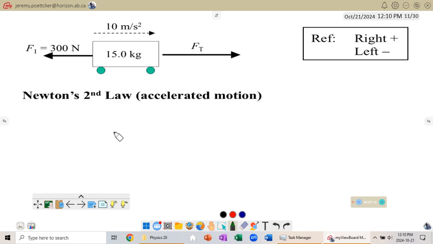Let's take a look at this in a little bit more detail. F net is going to equal F1 plus Ft. That's one way to look at what F net means.